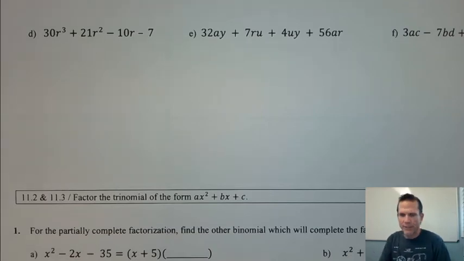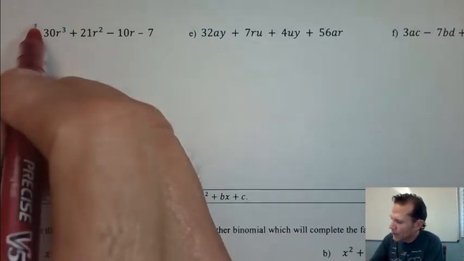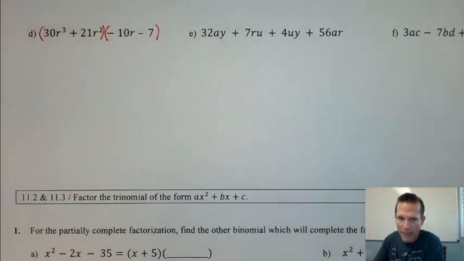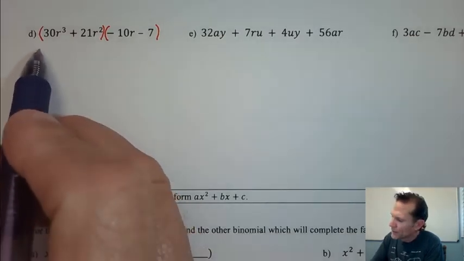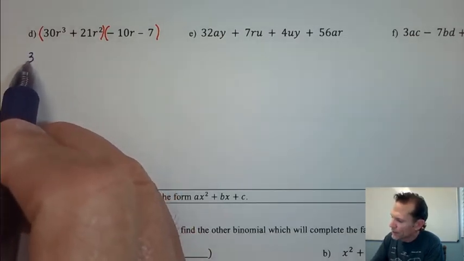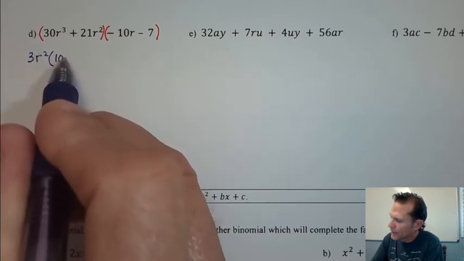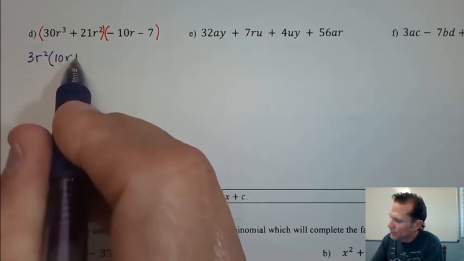Alright, let's look at these last three in 11.1, a little bit more factoring by grouping to get some practice with this. We'll make our two groups here, and then we'll factor out the GCF from each group. In this first one, I can factor out a 3r squared, and I'm left with 10r plus 7.